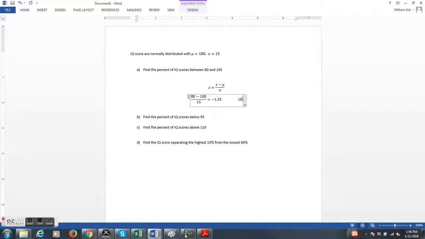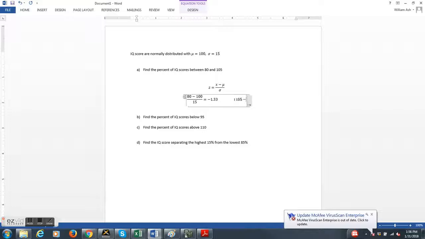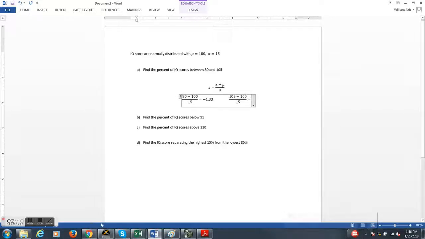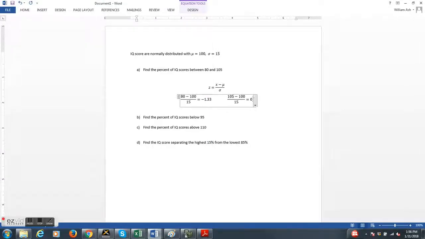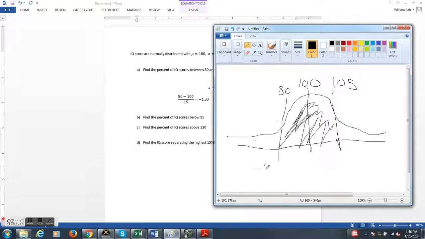And the other one, 105 minus 100 divided by 15. Oops. I guess that's 5/15. Is that 1/3? It probably is. It is. So between negative 1.33 and positive 0.33. So that's this guy right here, negative 1.33 and positive 0.33. So I'm going from left to right, from negative 1.33 to positive 0.33.